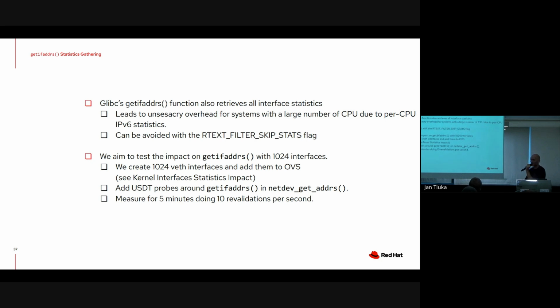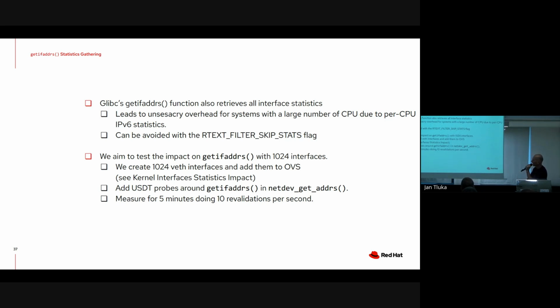So we're trying to rebuild glibc with that option to see if it actually makes any change. But my goal for this was just to do the test and see what the impact is on that function in general. So what I did is the same environment, the 1024 V interfaces, and then added 2 USDT probes around the get interface address function just to see how long that function takes.